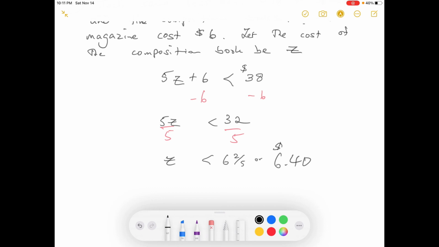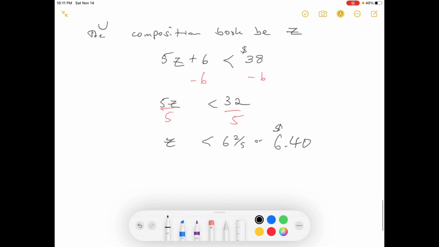Let the cost of the composition book be Z. Now, I didn't ask you to do this because I think it just wanted you to write the sentence, the inequality, just to express it. The composition books would be less than $6.40 each. And that's it. We've solved it.